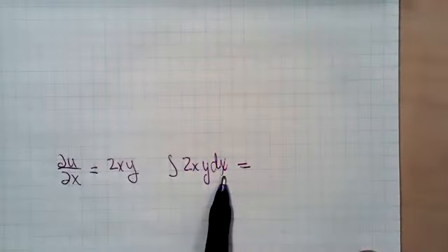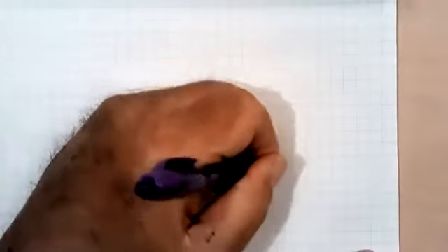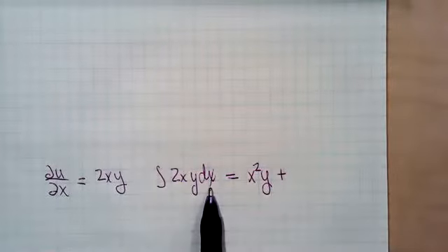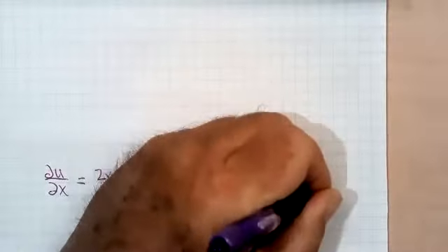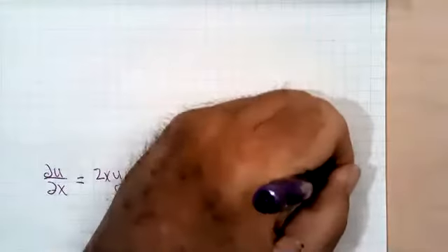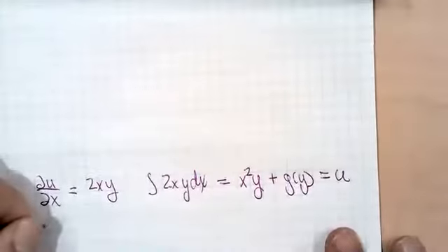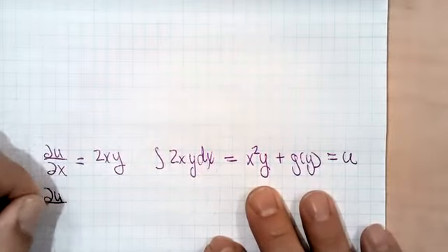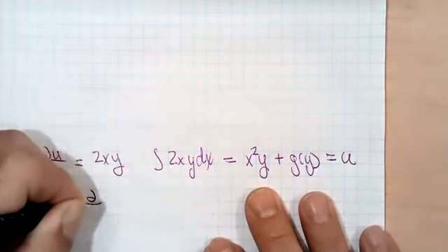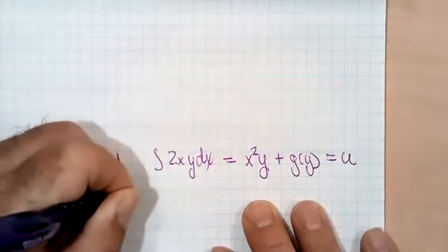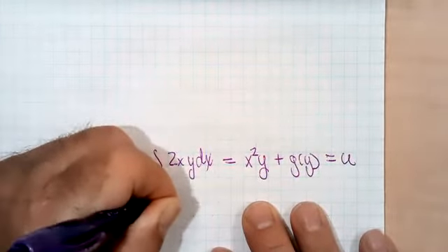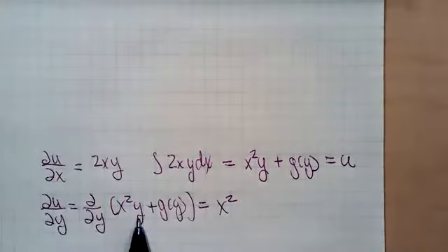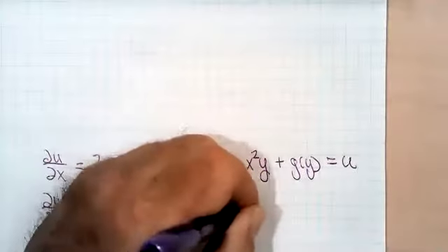Okay, so taking the antiderivative with respect to x, that'd be x squared y plus anything that's constant relative to x, so some function of y. That's u. Now, let's take the derivative of this u we just computed, partial u with respect to y: x squared y plus g of y. Well, that is x squared, partial of y with respect to y is 1, plus g prime.